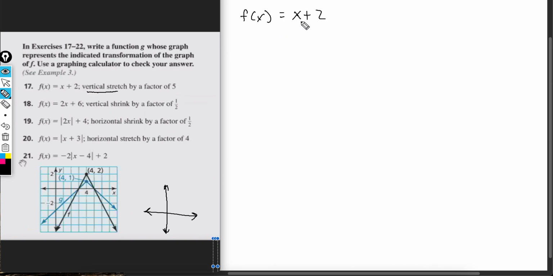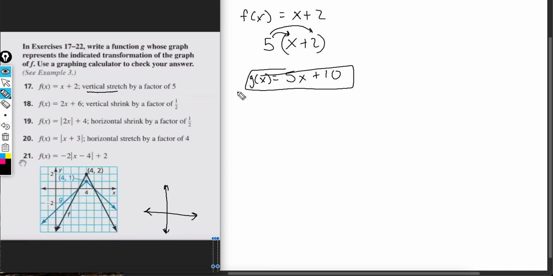Okay? This is how you do it. We're gonna grab this guy, x plus 2. What's the number? Factor of 5. Put a 5 on the outside. What's 5 times x? 5x. What is 5 times 2? 10. Now we write g of x equals 5x plus 10. That is all we're doing. That's it. That's number 17 done.